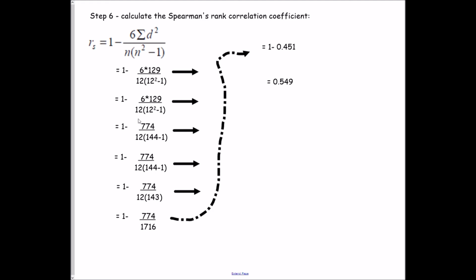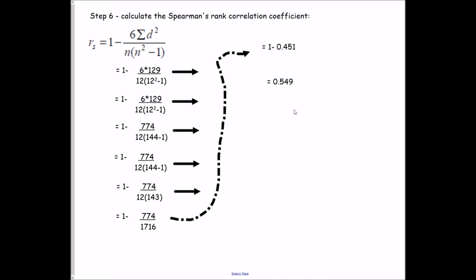So that is 774 divided by 12 times 144 minus 1. You can see all the calculations here. Okay, so we end up with a value. Remember, we have to take it away from 1, because it's 1 minus this value, of 0.549. Okay, that is our Spearman's rank correlation coefficient.